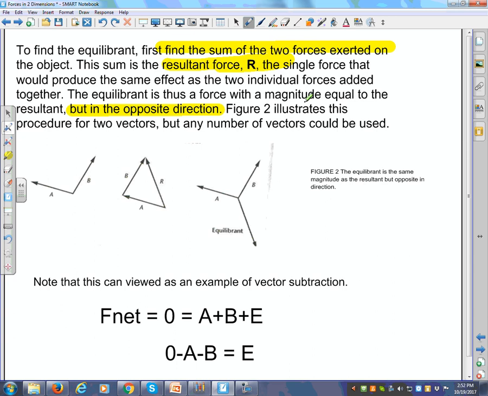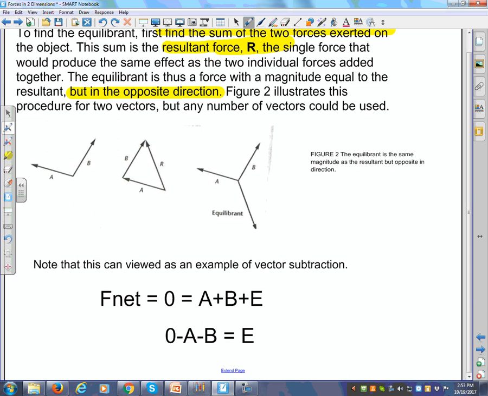Bennett, could we do this by vector subtraction? Yeah, you could. So let me just show you. Note that you can look at this as an example of vector subtraction. F net is 0, so you would write 0 is A plus B plus E, where E is the equilibrium. So the value of E would be 0 minus A minus B. It's vector subtraction. You don't need the 0, but it is a way of showing vector subtraction. Good thinking.